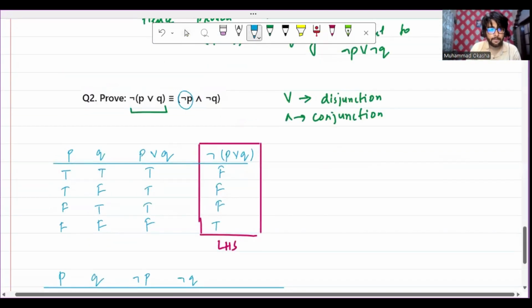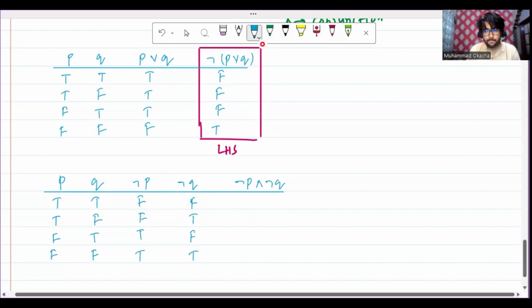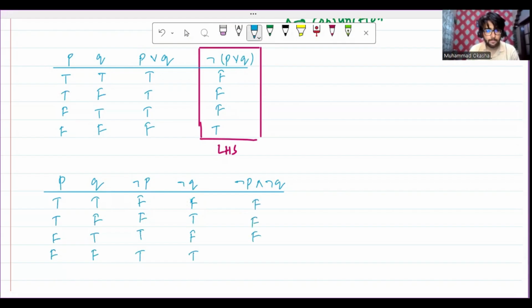Now I'll have to take a conjunction. Remember, now I have negation P and negation Q. I'll take their conjunction. Remember, conjunction is very strict. Strict means negation P conjunction negation Q: I'm considering these two columns, by the way. If any one of them is false, the answer is going to be false. This is going to be false because one of them is false. Only when both are true is it going to be true, right? And this is the right hand side.